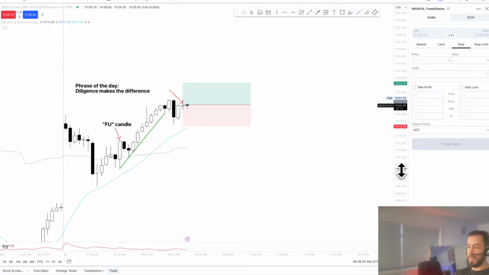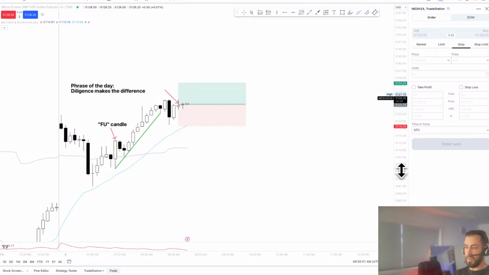Sometimes I do, Aquino, sometimes I do, sometimes I don't. It really just depends on a few different factors. I am funded with TopStep, but I also have my own account as well. Sometimes I just prefer that.